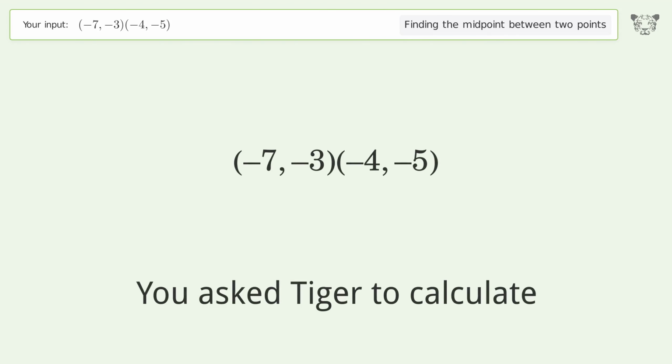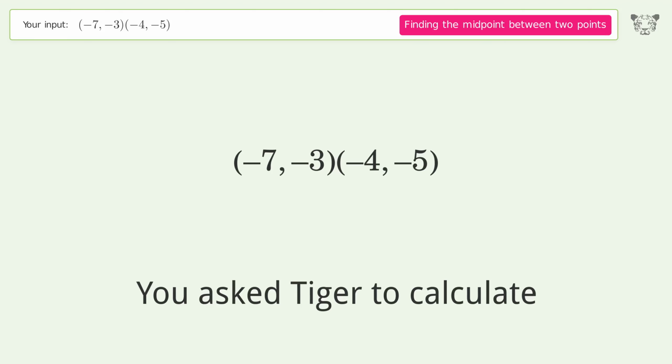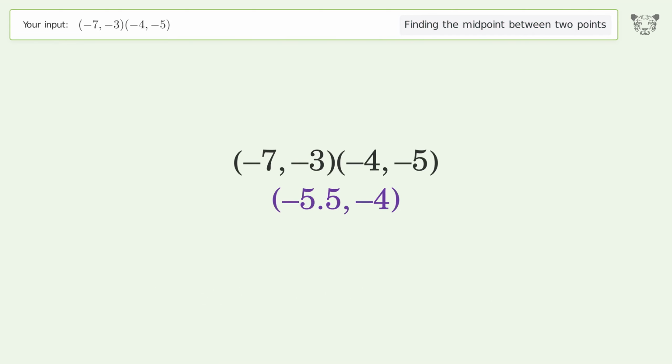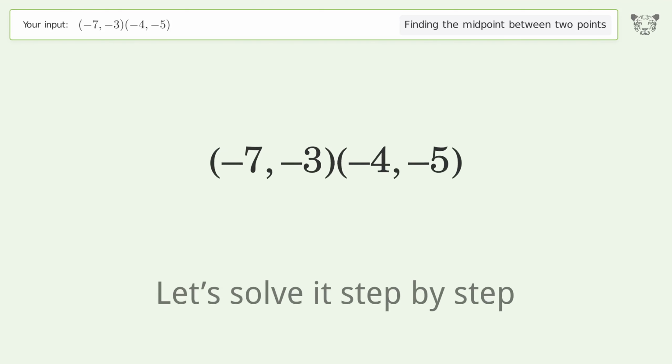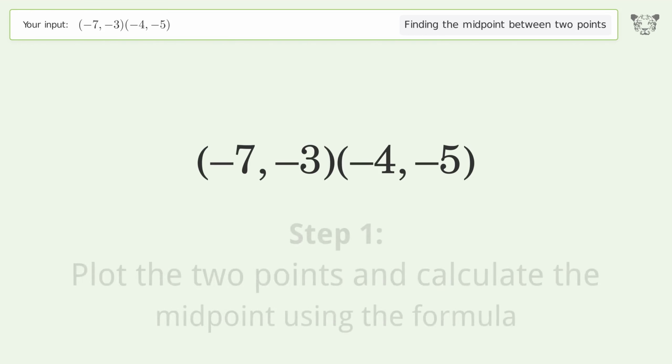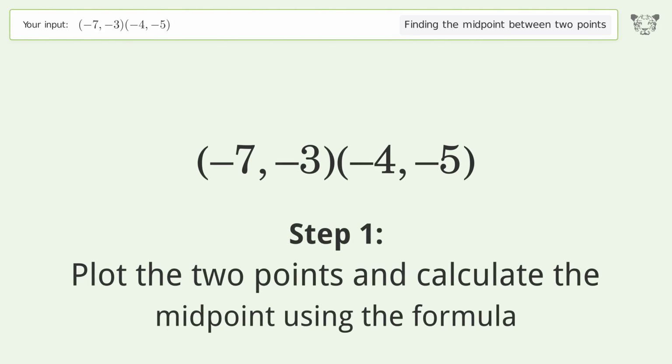You ask Tiger to calculate. This deals with finding the midpoint between 2 points. The midpoint between the 2 points is -5.5, -4. Let's solve it step by step. Plot the 2 points and calculate the midpoint using the formula.